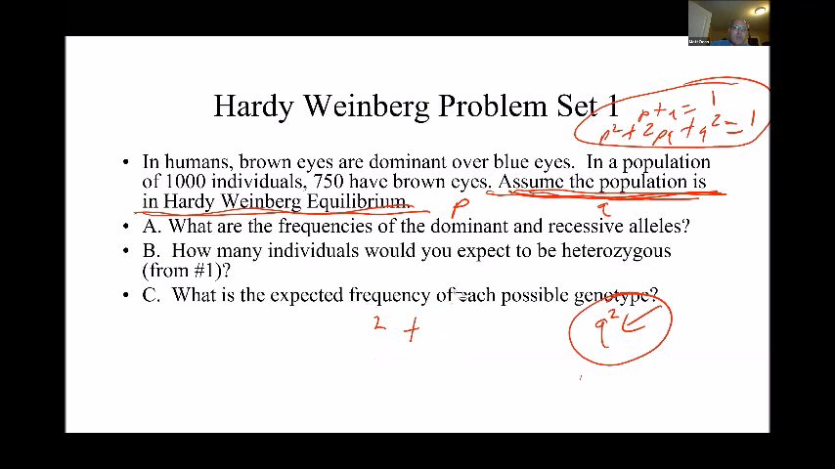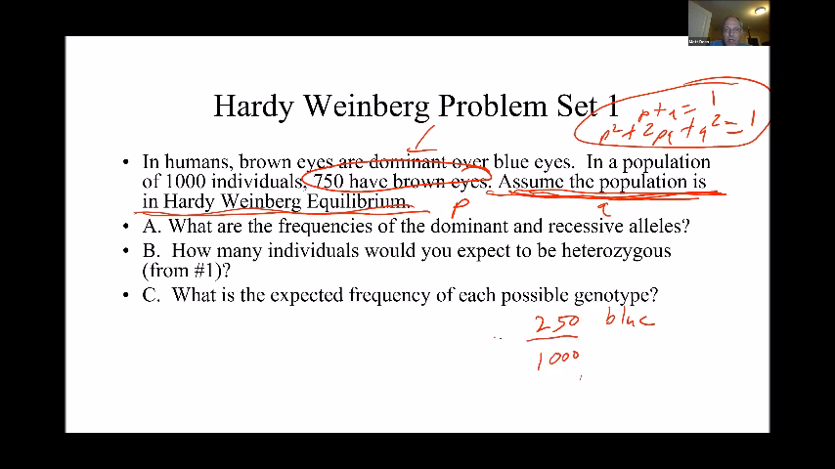So let's do that. We've got 1,000 individuals, 750 have brown eyes. Well, brown's dominant. If out of 1,000, 750 have brown eyes, that means 250 have blue eyes. And blue eyes is recessive, so the only way to have blue eyes is to be homozygous recessive. That means that 250 out of 1,000 is Q squared, the frequency of the homozygous recessive genotype. If we divide that out, we get Q squared equals 0.25.